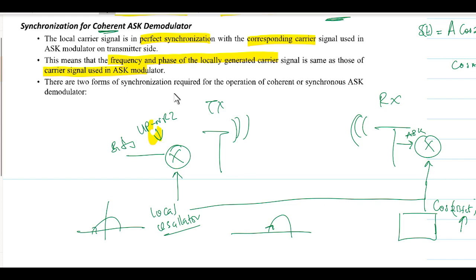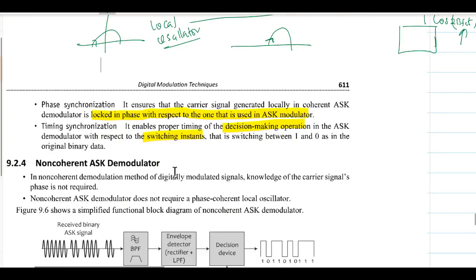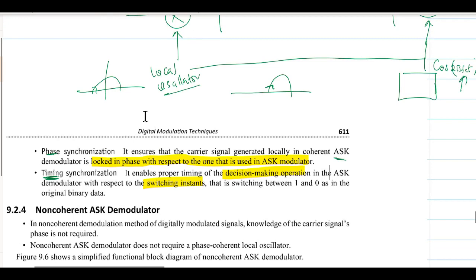But there are two forms of synchronization. One aims at synchronizing the phase, and the other aims at synchronizing the frequency or the time. The one that attempts to synchronize the phase ensures that the signal generated locally in the ASK demodulator is locked in phase with respect to the one that is used in the ASK modulator. So just as I have said here, when the signal is going up at time t, the signal here is also going up. This is at the TX and this is at RX. The signal is expected to be in phase. When they are in phase, that means that when one portion of this signal is going up, this other portion of the signal is going up at the same time instant. So at time t1 and at time t1, the signal has the same phase. That is the objective of the phase synchronization.